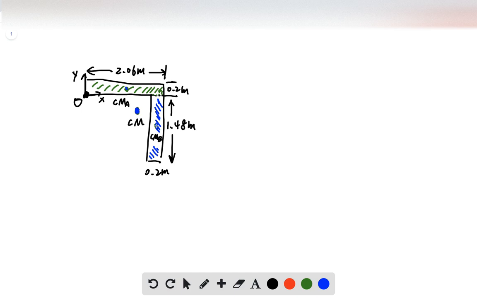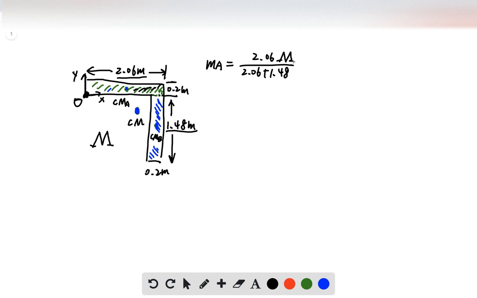Let's first try to figure out the center of mass of this top object. And to do that, we need to first find the mass of it, so the mass of A. To find that, we need to assume that the whole object has a mass of big M. And since this bar has equal width throughout, everything is in proportion, so its mass is proportional to the length. Right now we know that the total length is 2.06 meter plus 1.48 meter. So the mass of this part would be 2.06 over 2.06 plus 1.48 times big M.